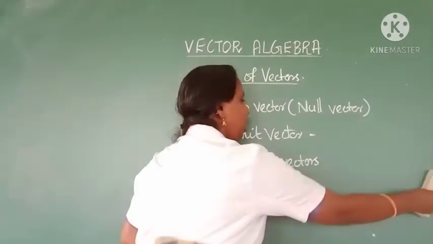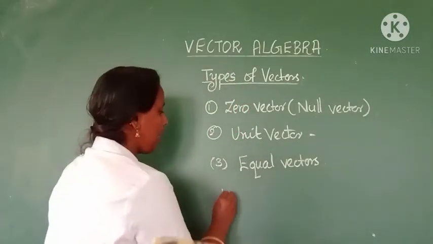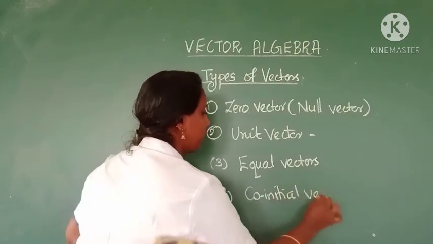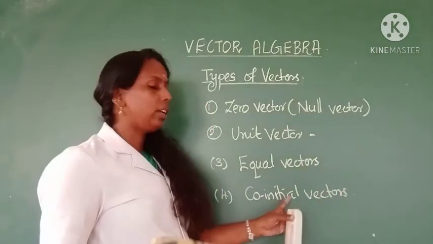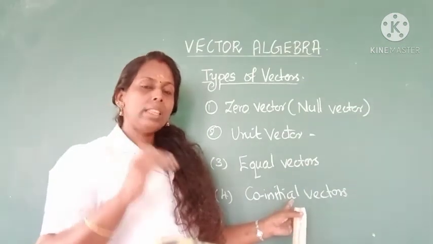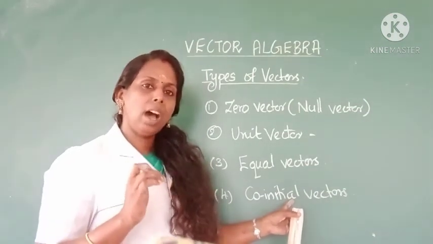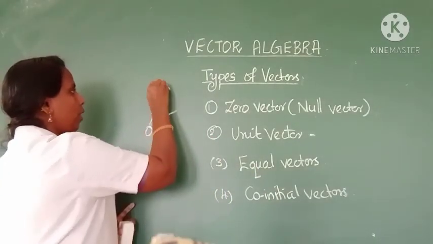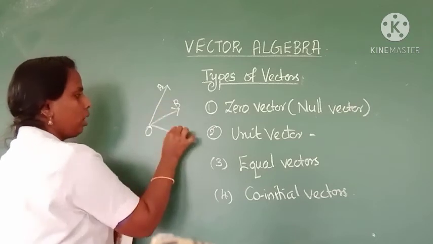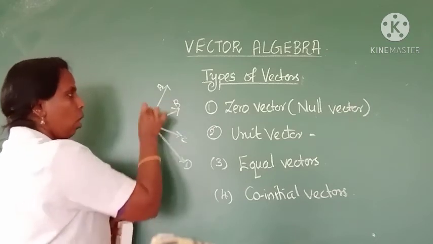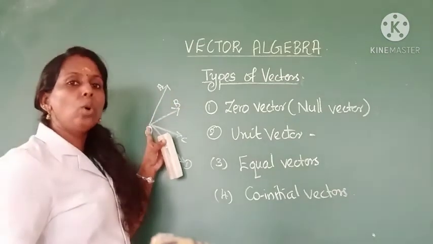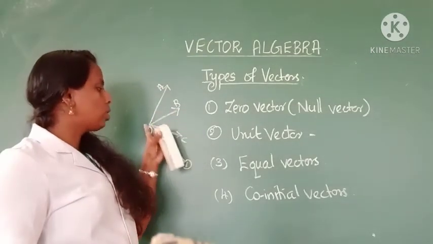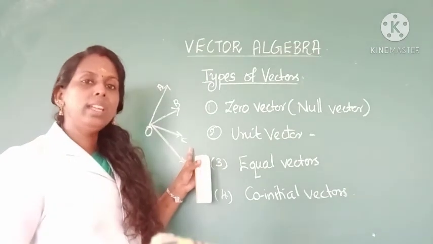Another set of vectors are co-initial vectors. From the word itself it is clear that co-initial means all the vectors have the same initial point. Just like this is the point O, vector OA, vector OB, vector OC, vector OD. All these vectors start from O, that is, O is the initial point. So all these vectors are co-initial vectors.